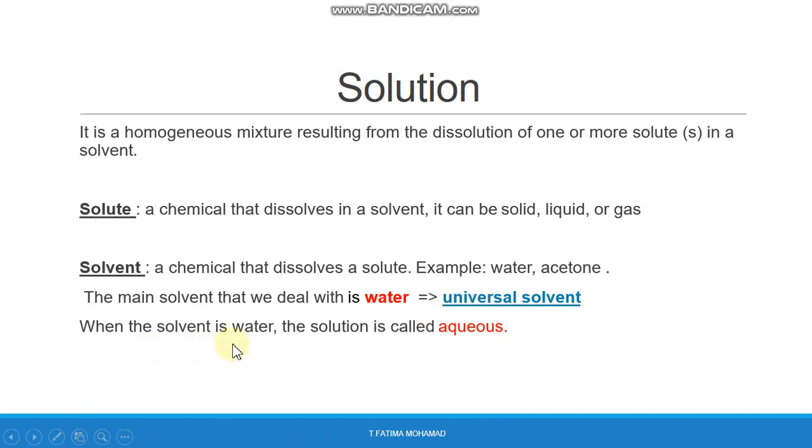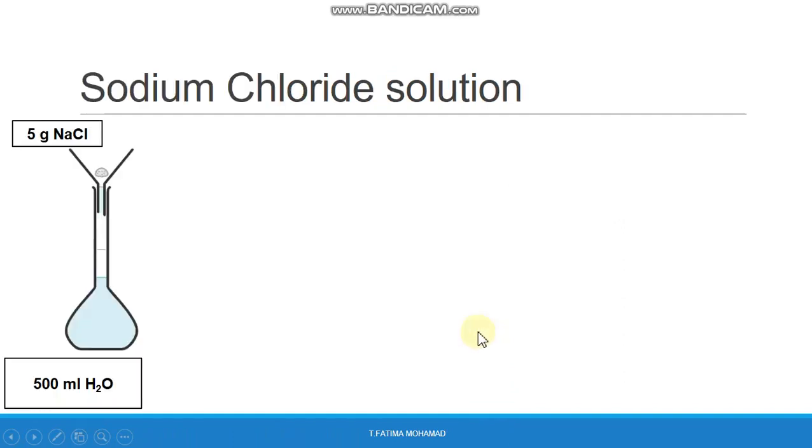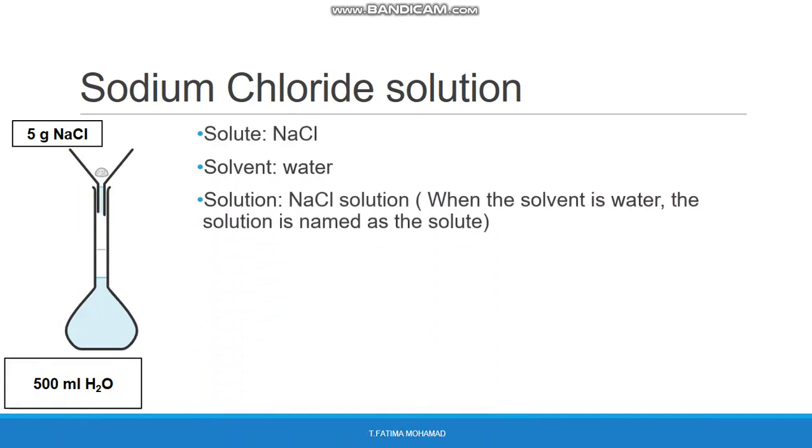And when the solvent is water, the solution is called an aqueous solution. Here we have a sodium chloride solution, which is prepared by dissolving 5 grams of NaCl in 500 milliliters of H2O. In this case, the solute is NaCl and the solvent is water. The solution is called NaCl solution because when the solvent is water, the solution is named after the solute.